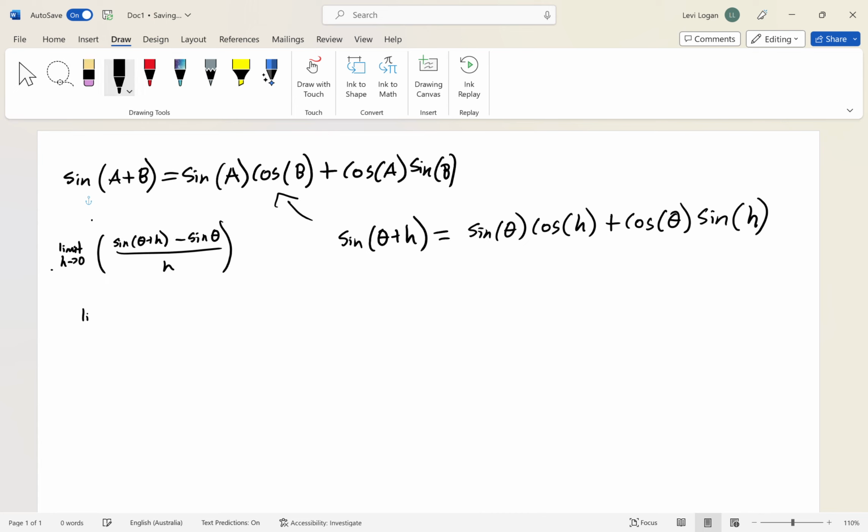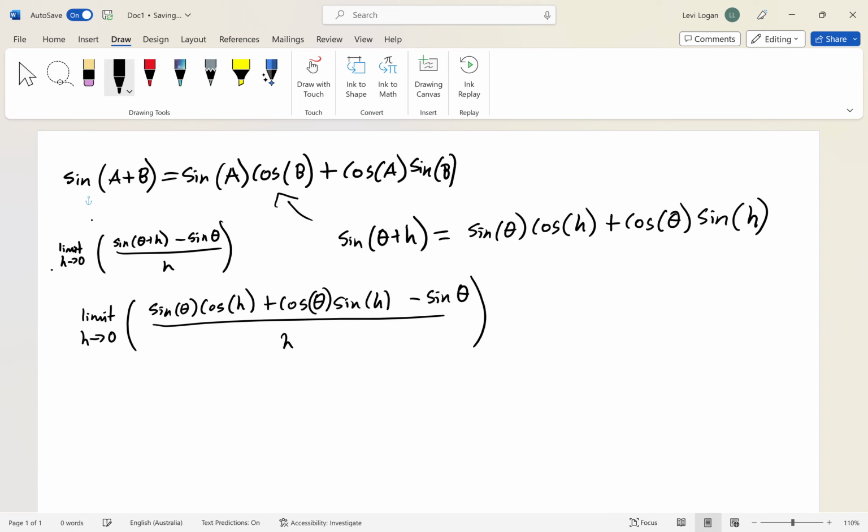So moving this up here so you can still see it, but putting it out of the way. So the limit as h approaches 0 of sine of theta cos of h plus cos of theta sine of h minus sine of theta all over h. Okay? Right. So what we're going to do now is group a couple things here. As you can see in here, we've got sine theta, so I'm just going to try and put those things together.